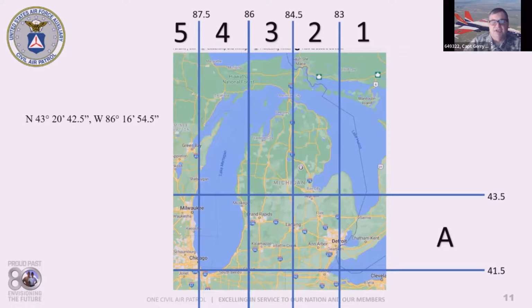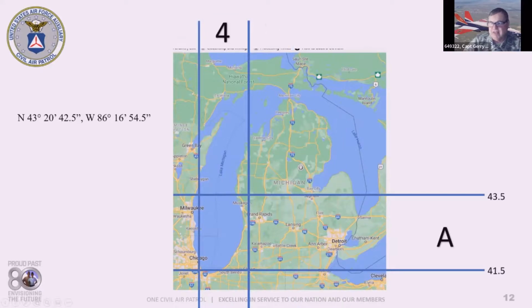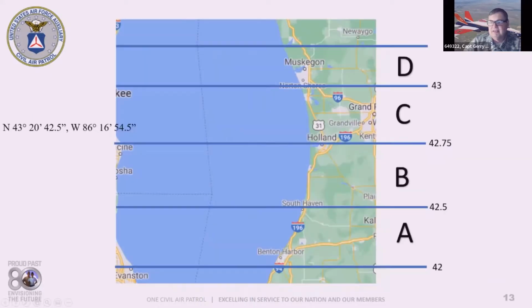What about our longitudinal grid? What are we going to use? 1, 2, 3, 4, or 5? Four. Yeah, exactly. All right. So we're going to drill down to this location here. All right. So we're down there.